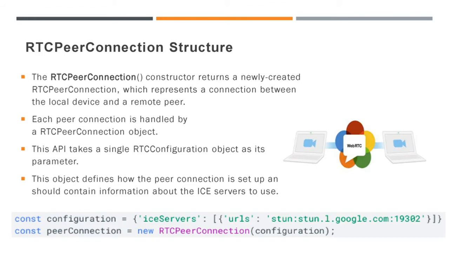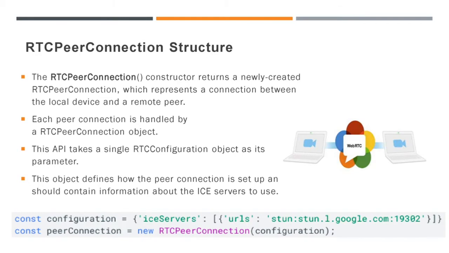In WebRTC, we can use the RTC Peer Connection constructor, and it returns a newly created RTC Peer Connection object. This object represents a connection between the local device and a remote peer. If you want to create multiple connections, it is possible in WebRTC. But each peer connection is handled by its own RTC Peer Connection object.